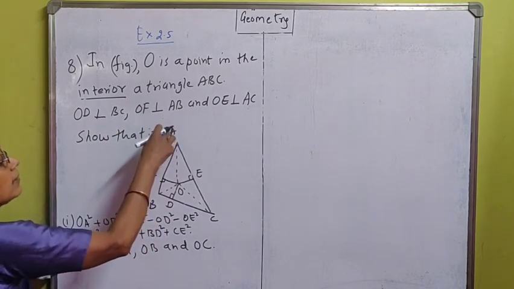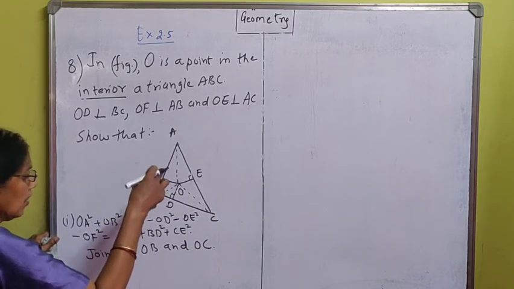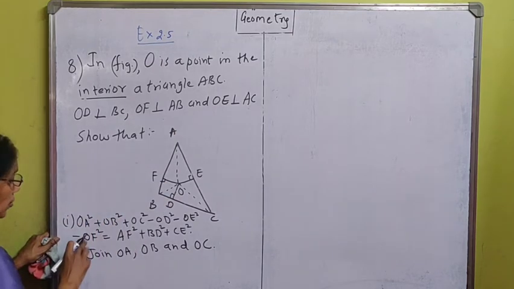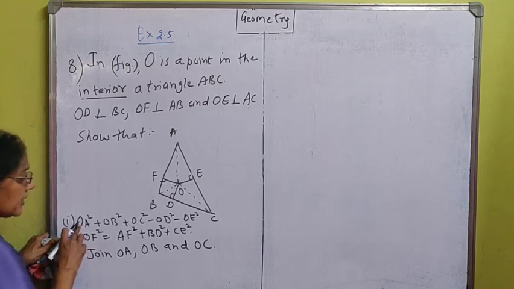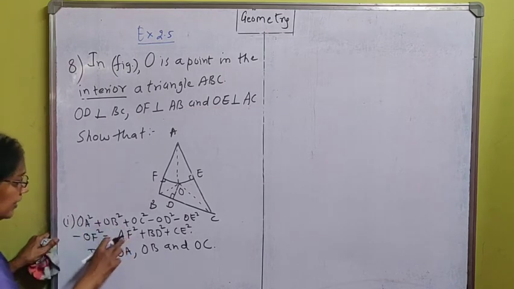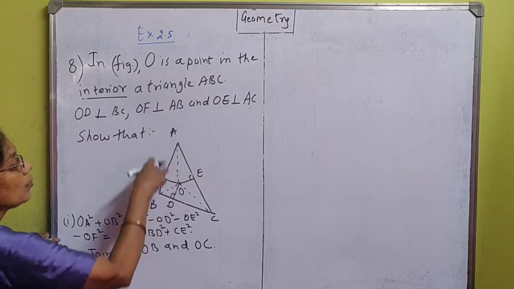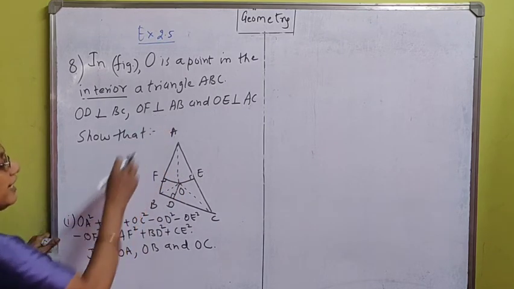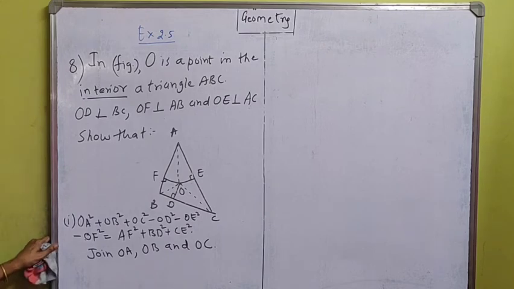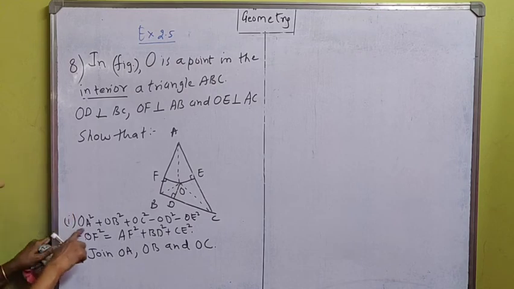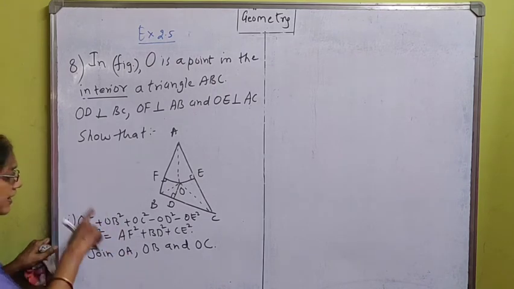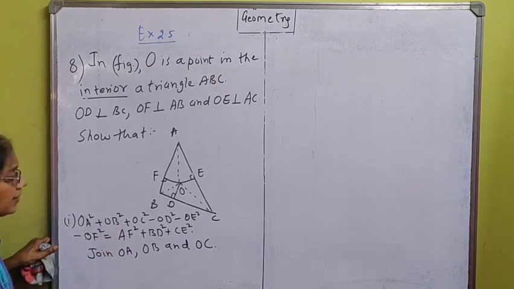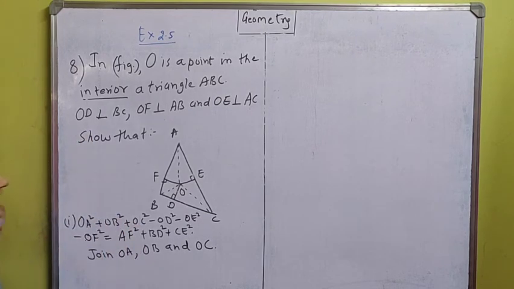OA square is equal to AF square plus OF square. So that's what we want. OF is there, OA is there and AF is there, all three sides of the triangle. So there will be totally 6 triangles we have to take. First triangle we will get OA square, second triangle OB square and third triangle OC square. Okay, so we are going to take those 3 triangles.